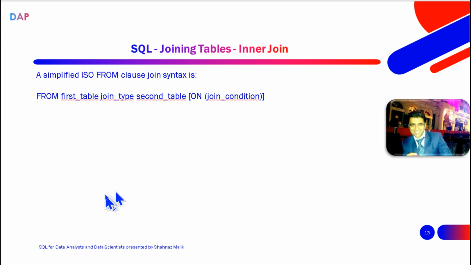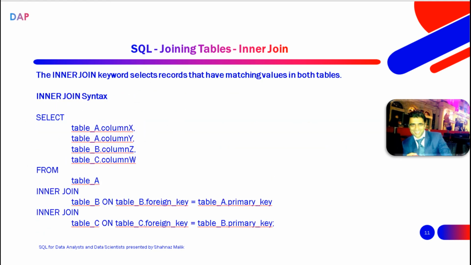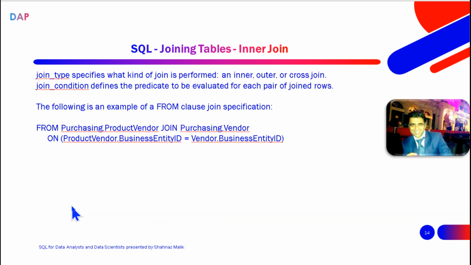And a simplified ISO from clause join syntax is: from table, join type, second table on join condition. Again, if it doesn't make sense to you, don't worry, just keep concentrating. Now, join type specifies what kind of join is performed: an inner join, outer join or cross join, and join condition defines the predicate to be evaluated for each pair of joined rows.